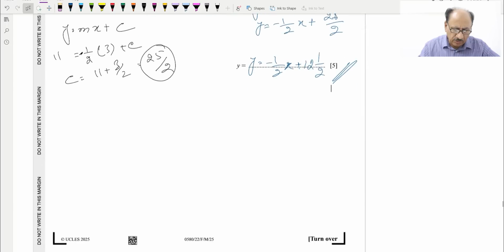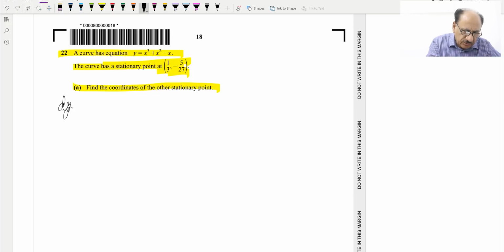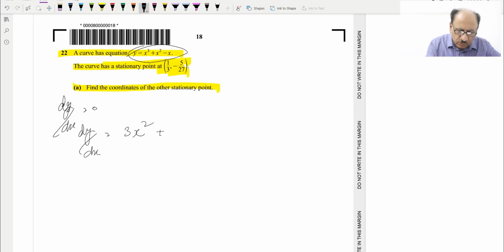Hopefully you understood this. Now question number 22 says, a curve has equation, this one. The curve has a stationary point at this, so find the coordinates of the other stationary point. So you know for a stationary point, we are taking dy by dx. For a stationary point, we put dy by dx equal to 0. So dy by dx for this equation will be 3x squared plus 2x minus 1, and we will put it equal to 0.